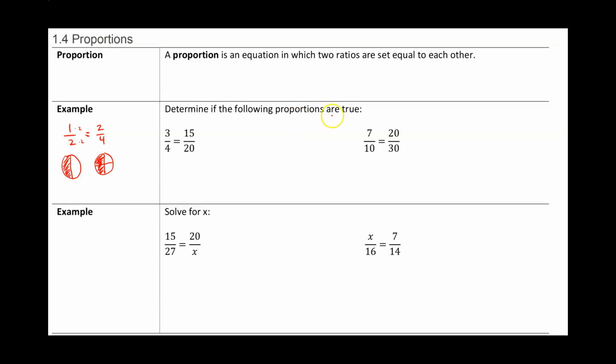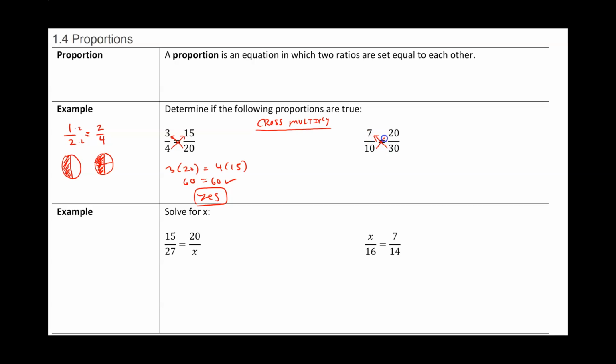So if the proportion is true, then we want to determine is 3/4 equal to 15/20. Now the easiest way to do this is to cross multiply. So in this case, we multiply the 20 to the left, multiply the 4 to the right. On the left side, we get 3 times 20. On the right side, we get 4 times 15. This is 60 equals 60. Since this is a true statement, this proportion is true, which means 3/4 is equal to 15/20.